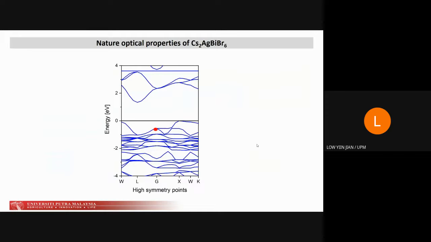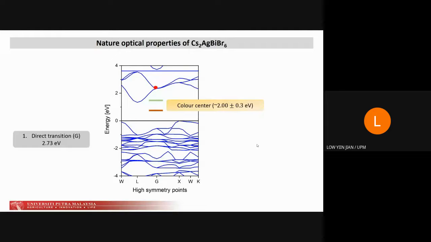And now the carrier generation and recombination for the 2116 structure will be illustrated in this animation. The red dot represents the electron in the valence band maximum, VBM. And for the direct allowed transition at the G symmetry point, the electron at the VBM will be excited to the conduction band minimum, CBM, and generate an exciton. And after that, the exciton will undergo a recombination at the same symmetry point along the electron recombination pathway.